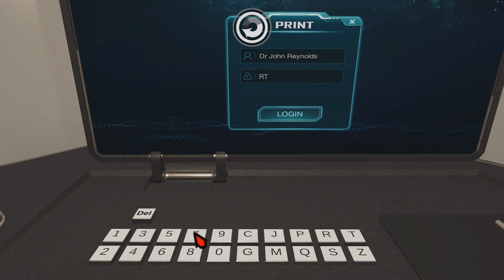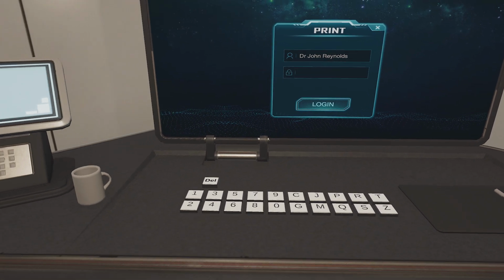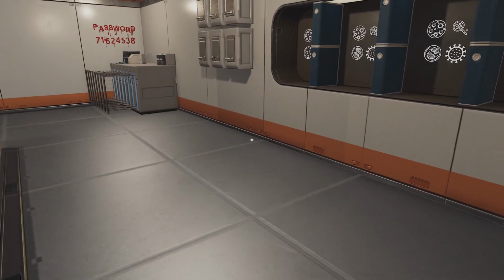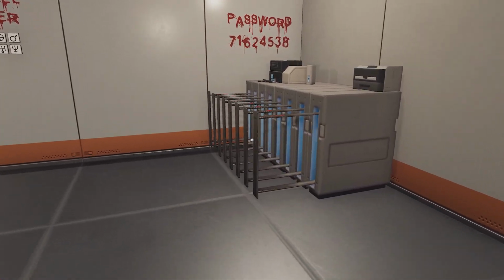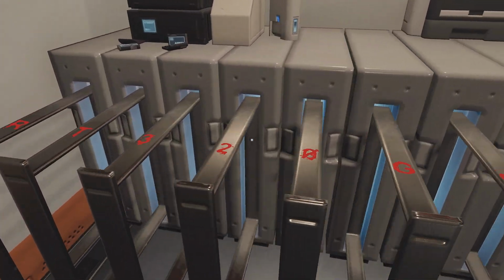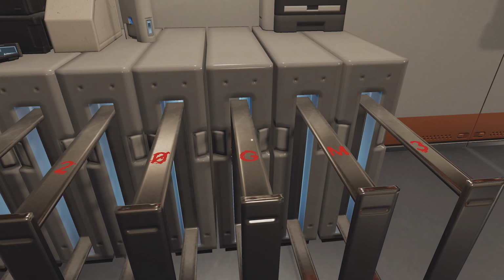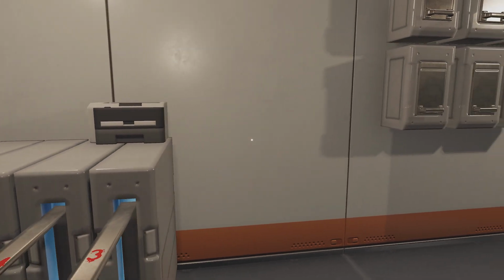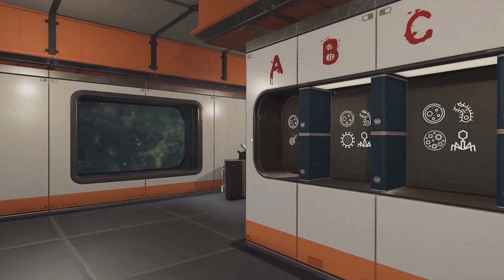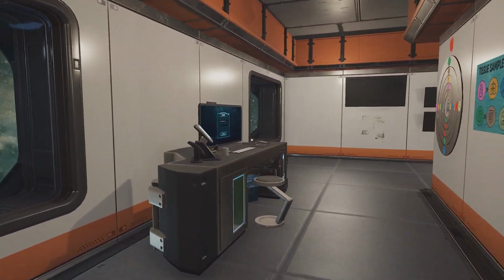This was a real bad picture I took. 3, 2, 0, G, M, 3. Is that not? RT320GM3. No, that was the correct letters.